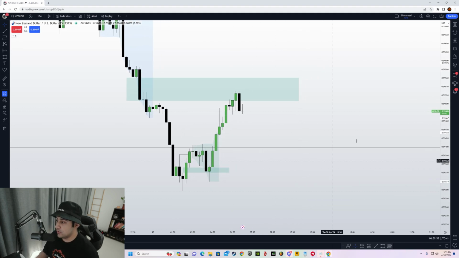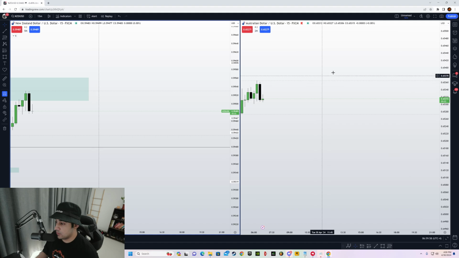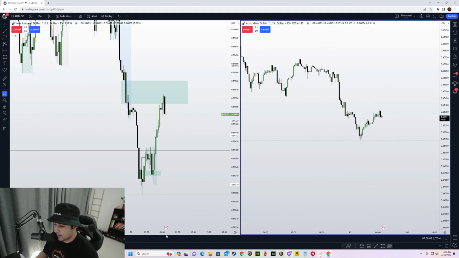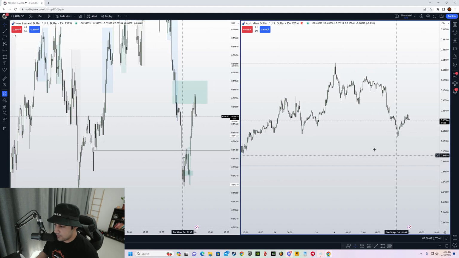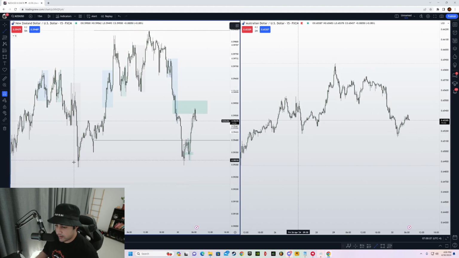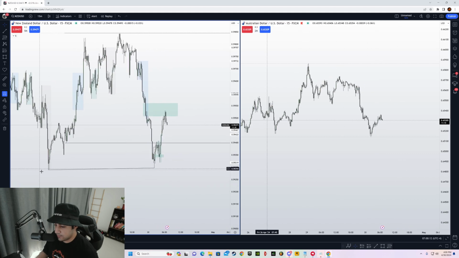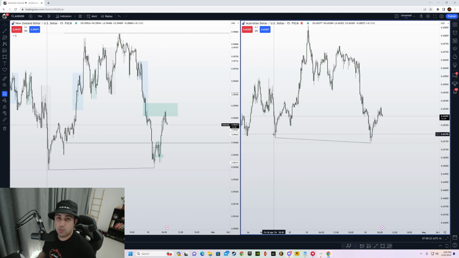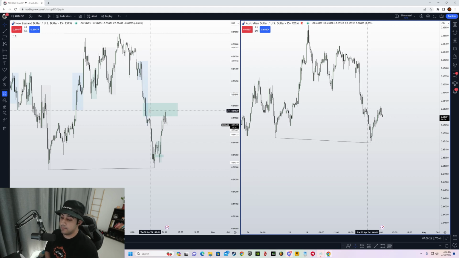So now let me show you the SMT divergence that I look for in the AUD USD. If I just go here and zoom out a bit, you can see that over here on NZD USD, we failed to take out this low. This low here. But if I mark out this low over here, you can see that on AUD USD, we took out this low. So that was an extra confirmation for me that we are going to go towards this fair value gap. So that was the entire trade, guys.